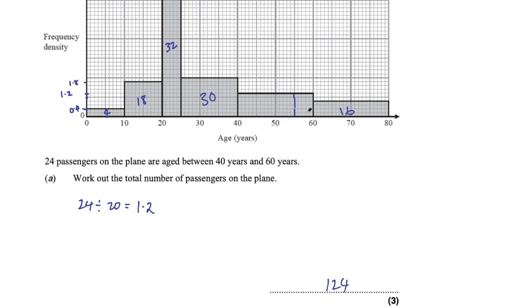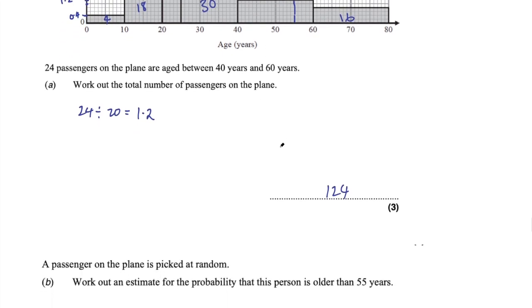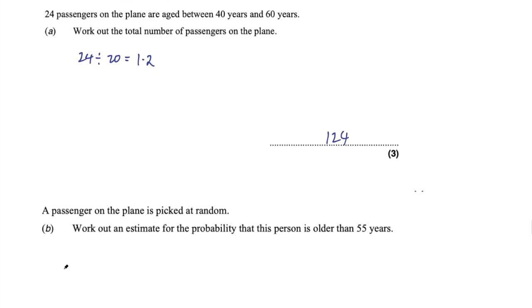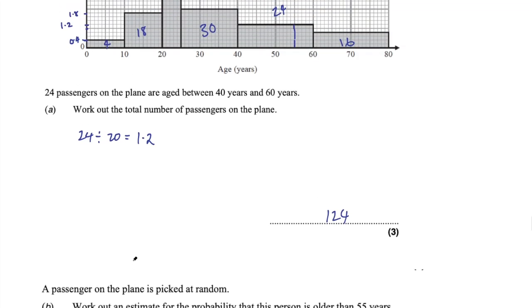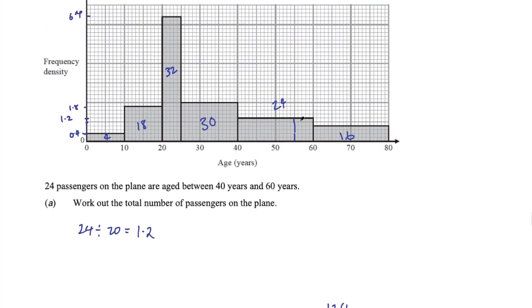So to work out the number of people in this interval, remember there was a total of 24, we'd take 1/4 of 24 above 55. So we want to do 0.25 times 24. That will give you the number of passengers in this section.